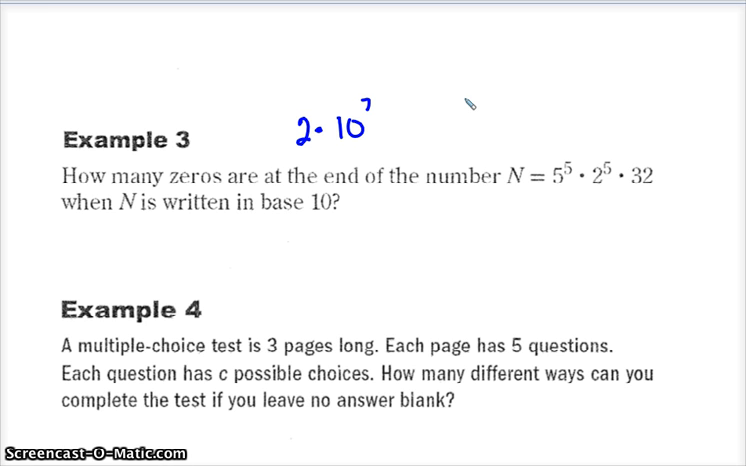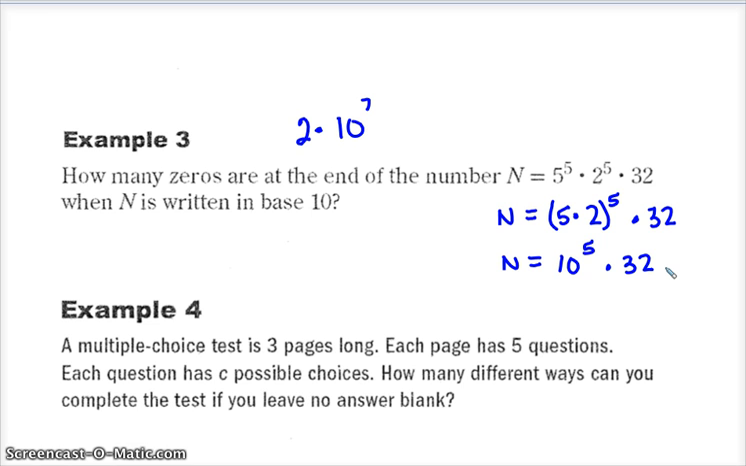Since both 5 and 2 are raised to the 5th power, I can group those together and say that n equals 5 times 2 to the 5th power, and of course times 32. Notice now that 5 times 2 is 10 to the 5th power times 32. So this tells me I have 32 with 5 zeros behind it, which answers my question. How many zeros are at the end of the number? In this case, that would be 5 zeros.